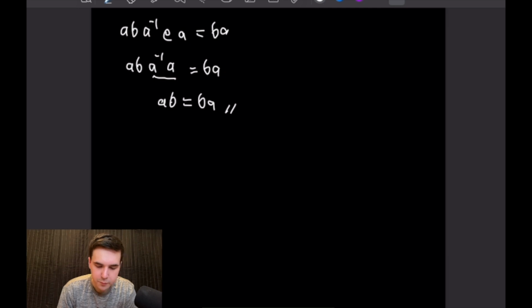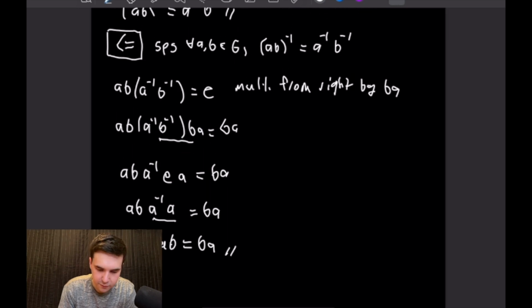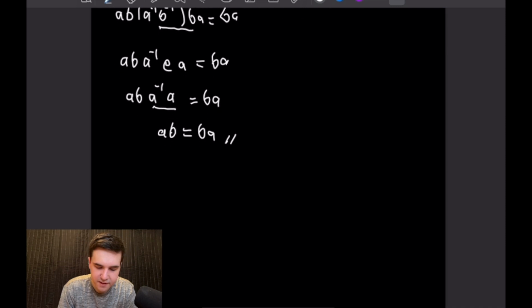But that's actually all we wanted to prove, as we started with two arbitrary elements from G, A and B, and we showed that they commute here. Great. So that finishes this proof off, so let's go ahead and get into the next proof.